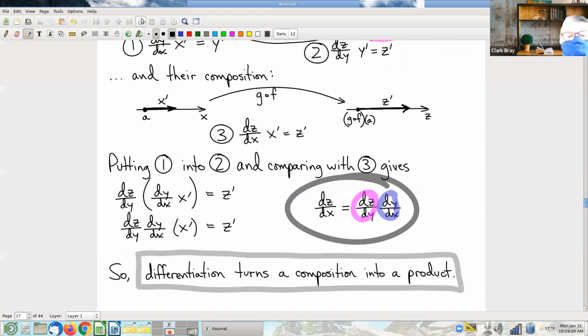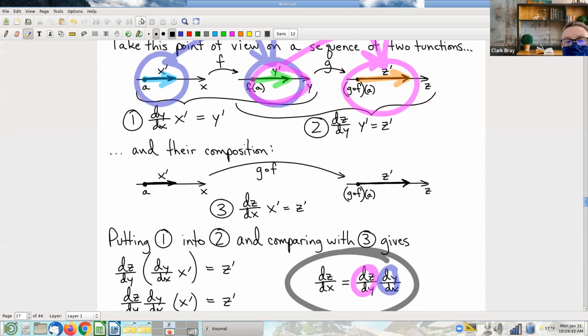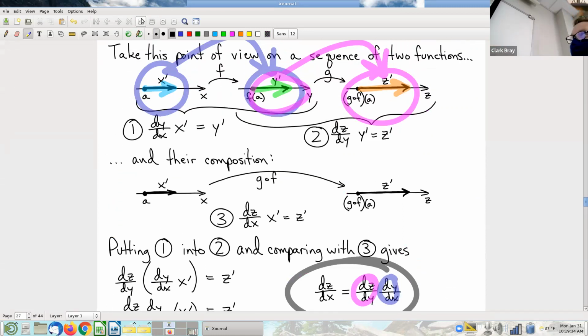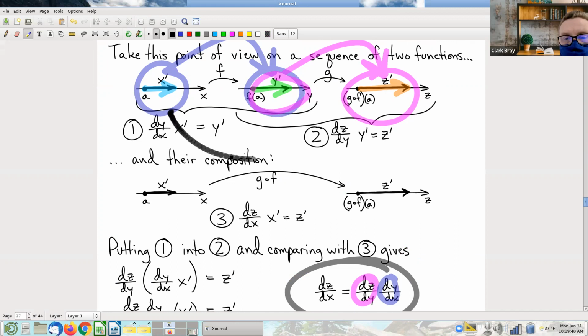Let me zoom out. We can fit that all on the screen, right? So dark blue times purple gives you the derivative of the composition. Okay, so that's really all the chain rule is in a single variable context.